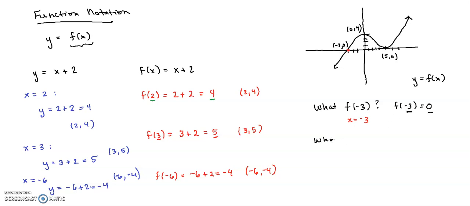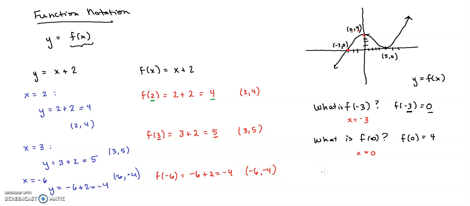Okay, so what is f of 0? This is saying that x is 0. So find on the graph where x is 0, that's right here, come up to the graph. When x is 0, y is 4. So f of 0 is equal to 4. This is the x, this is the y. (0, 4) is our point.